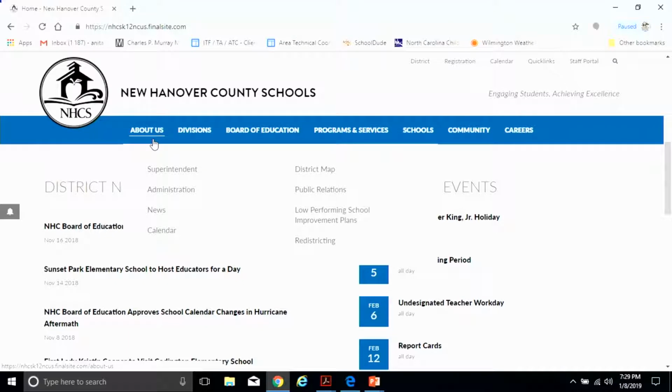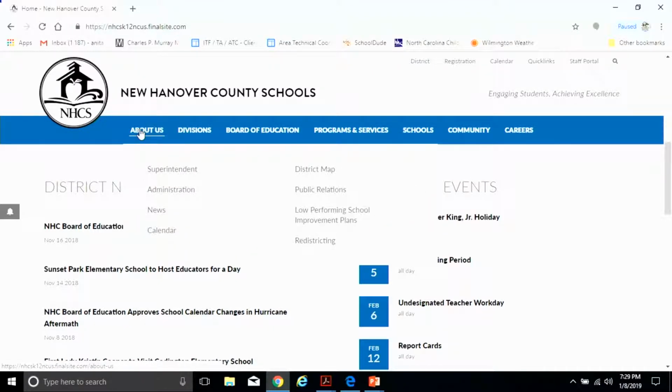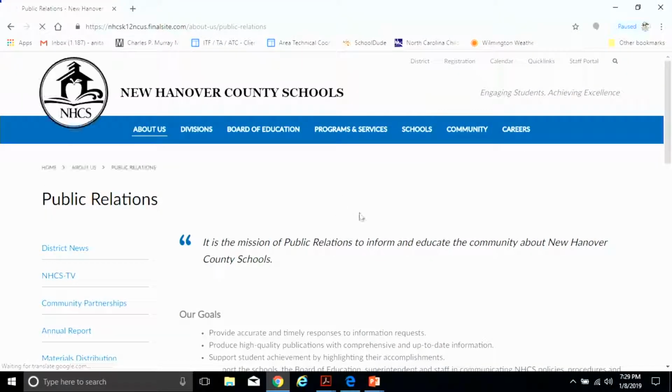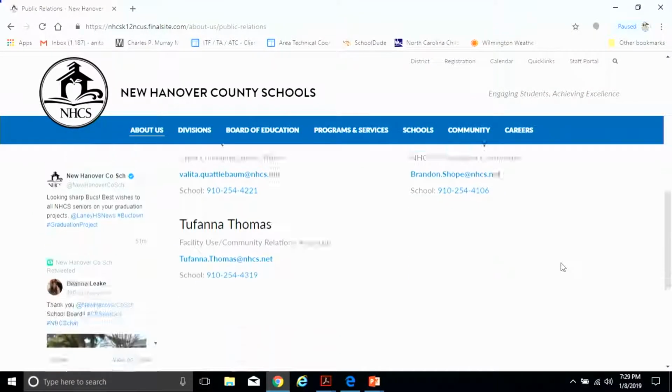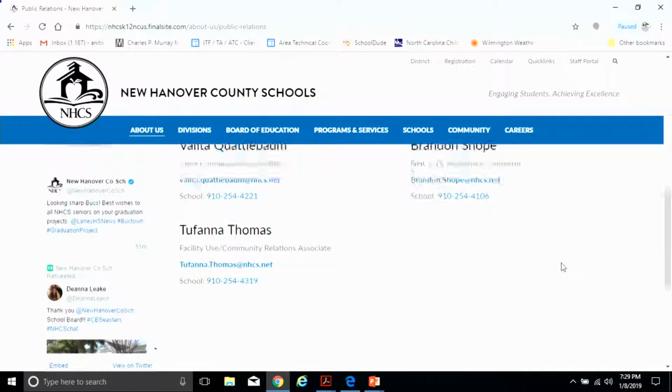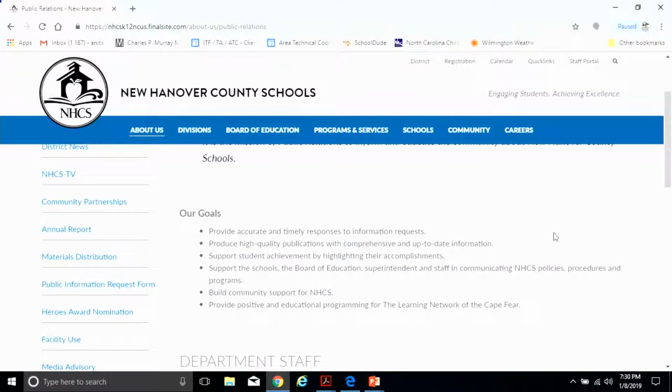It's information about us. We have superintendent, administration, some of the same headings that we've had before and you've seen. And then we go into dividing it into divisions. I did click on public relations. This is a sample of what a division site would look like. It's much cleaner than what we've had before. It's a lot easier to read.